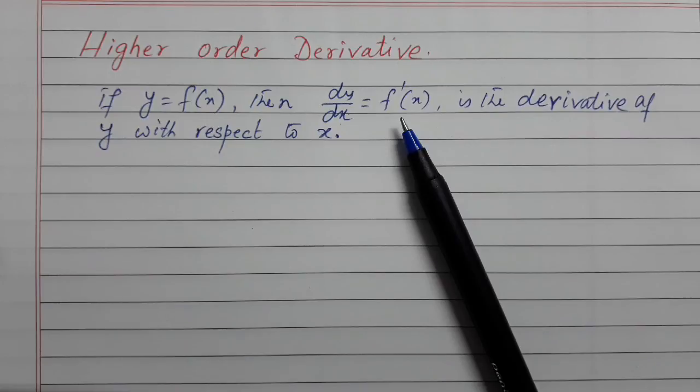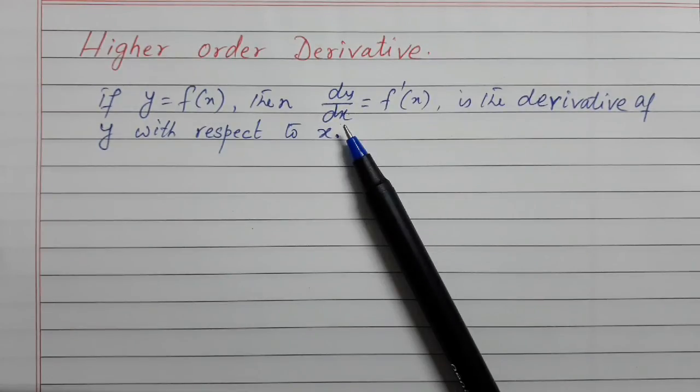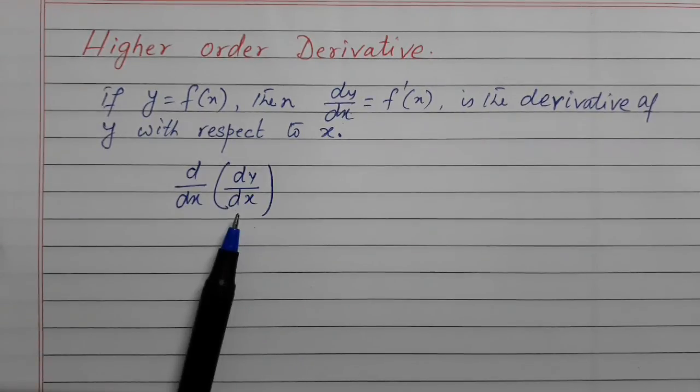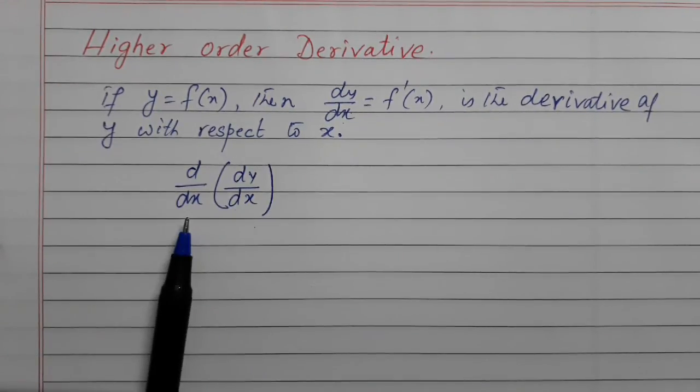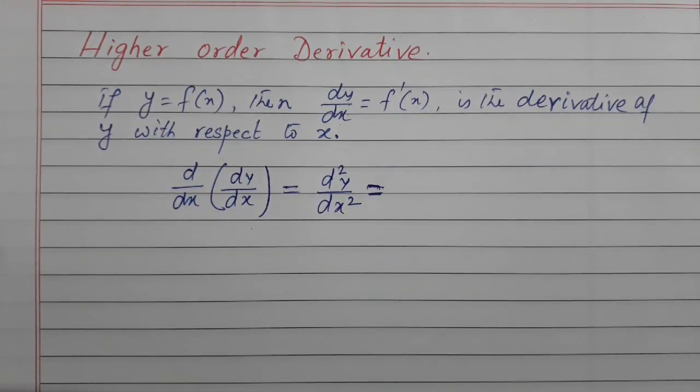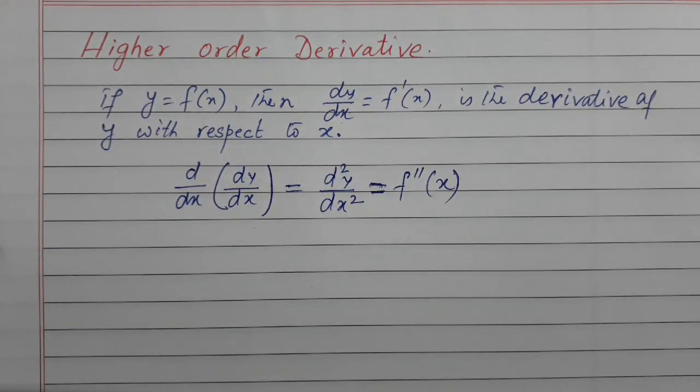Now since f'(x) is a function of x, dy/dx can be differentiated again with respect to x. If f'(x) is a differentiable function, then we can differentiate dy/dx with respect to x, which is also denoted by d²y/dx². Then the function we get after differentiation is denoted by f''(x).